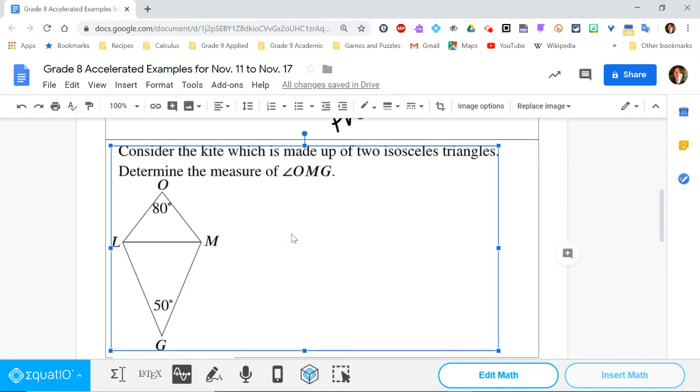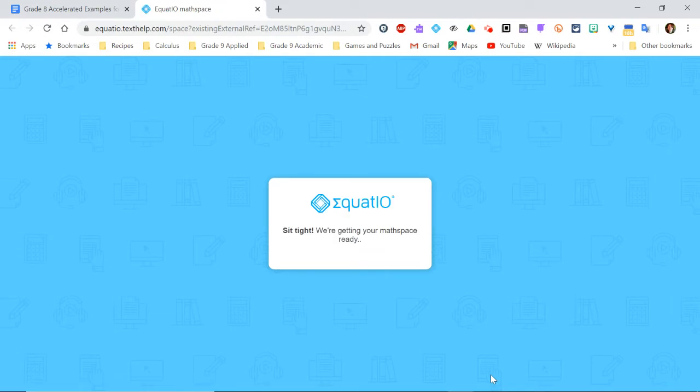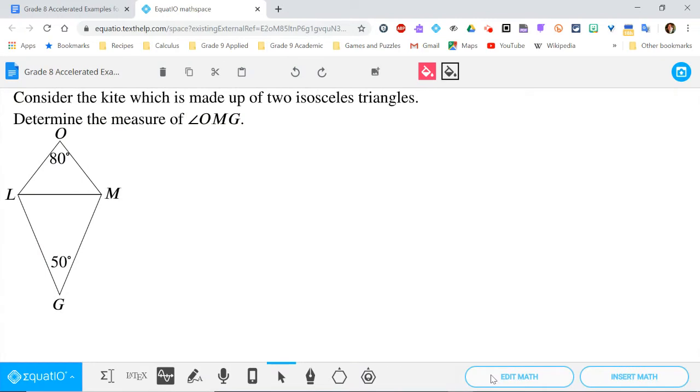So I'm going to select once again. I still have my Equatio toolbar open. I'm going to go to Edit Math. I'm going to wait a second for it to open. So then it says, consider the kite, which is made up of two isosceles triangles. Determine the measure of the angle OMG.